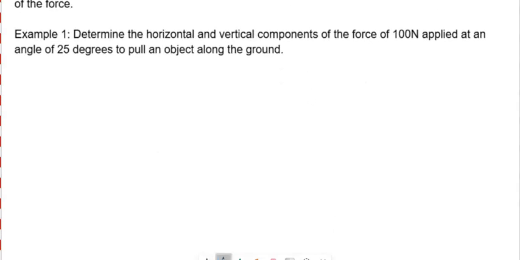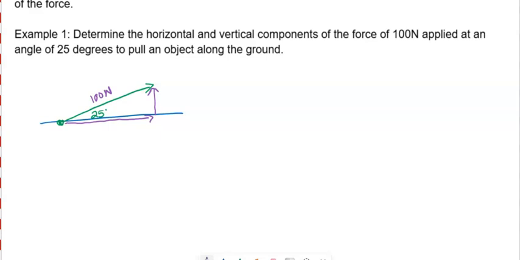First, we're going to start by drawing our diagram. So here's my ground, and here is the direction of my force. That's 25 degrees. There's my object. It can just be a point. And I know that the amount of force applied is 100 newtons. What I want to find out is the horizontal and vertical components that are added to make that net vector.